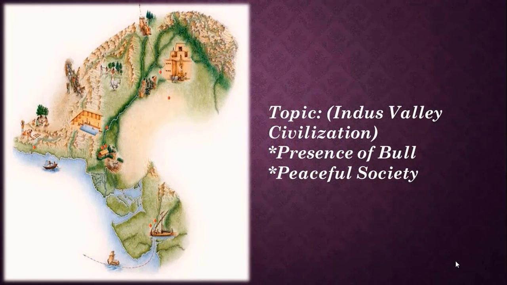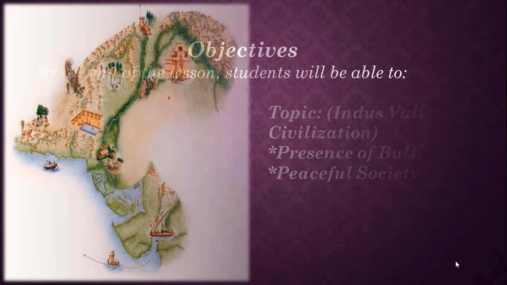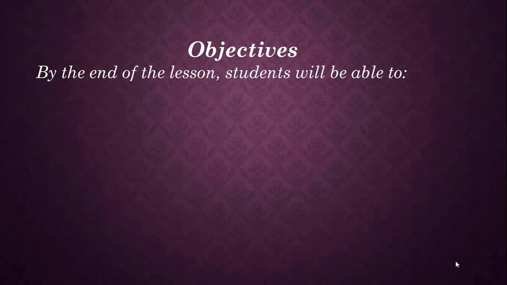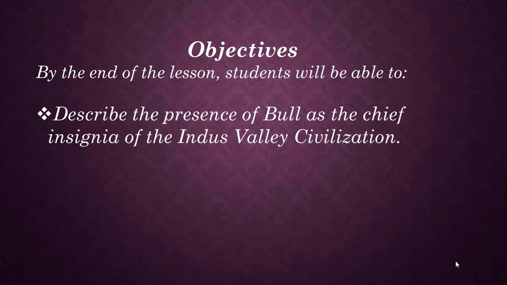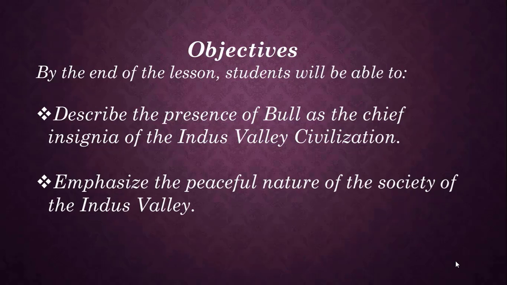Dear students, in today's lesson, we are going to learn about the presence of bull in the Indus Valley civilization and the peaceful society of Indus Valley. Objectives of our today's lesson. By the end of the lesson, you will be able to describe the presence of bull as the chief insignia of the Indus Valley civilization. Emphasize the peaceful nature of the society of the Indus Valley.